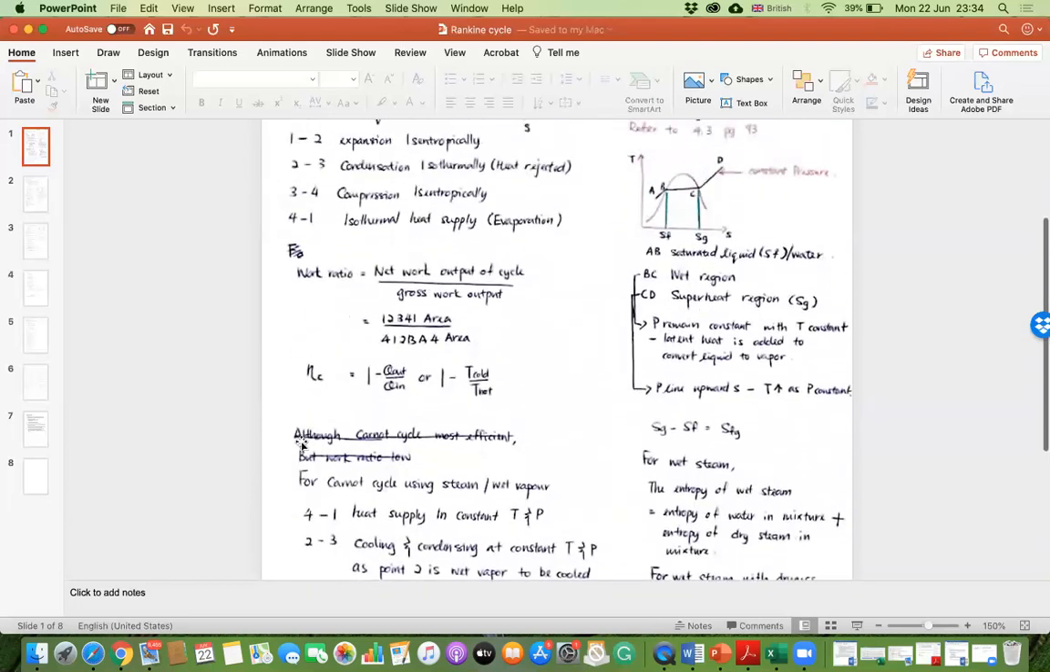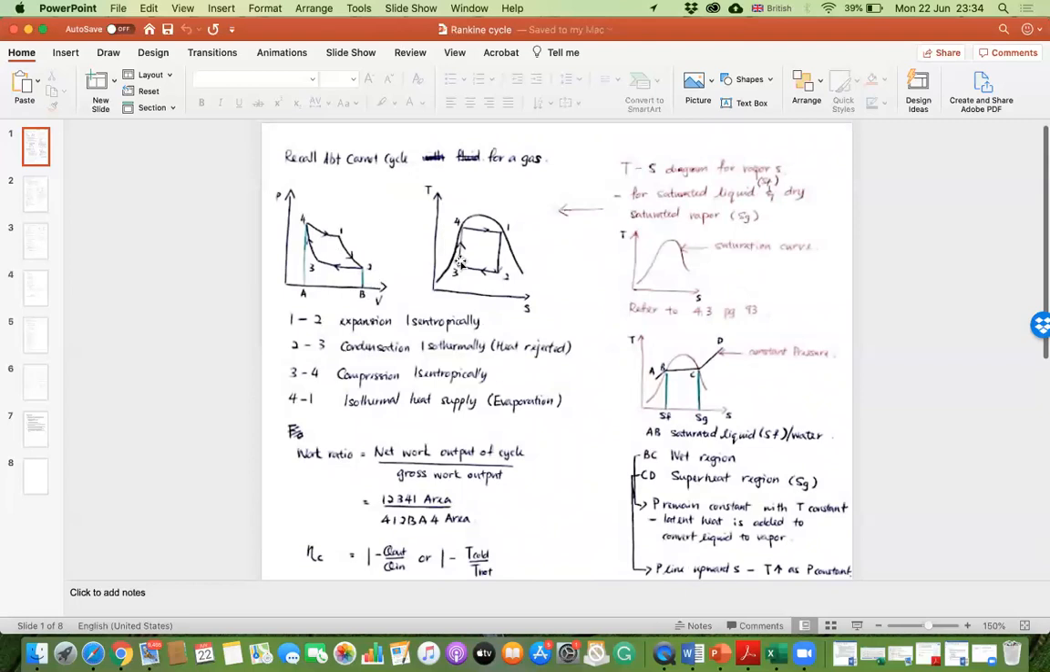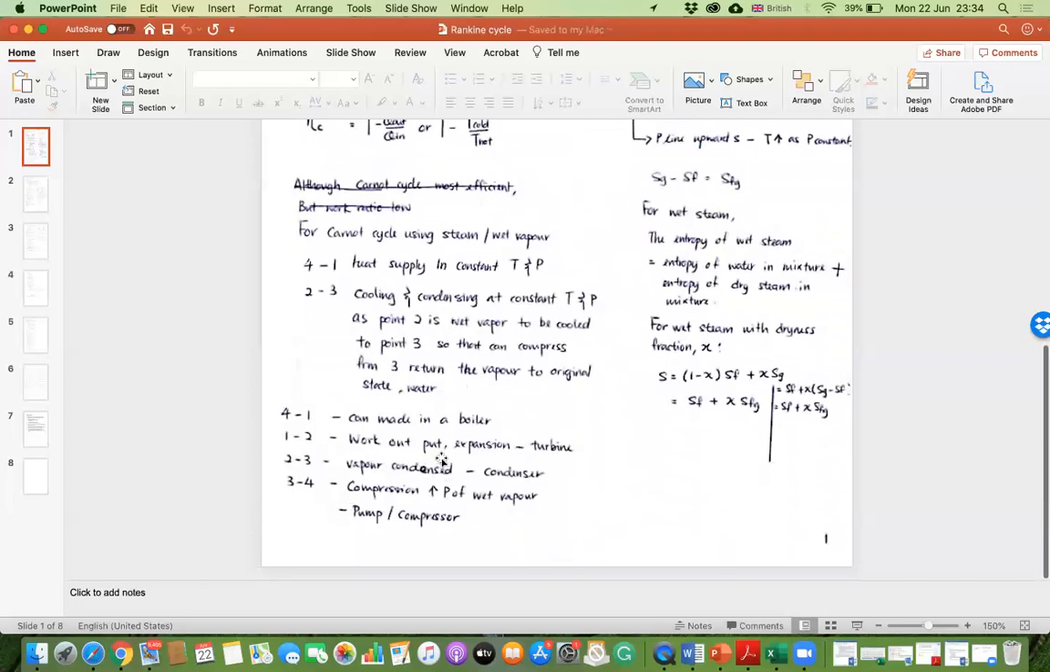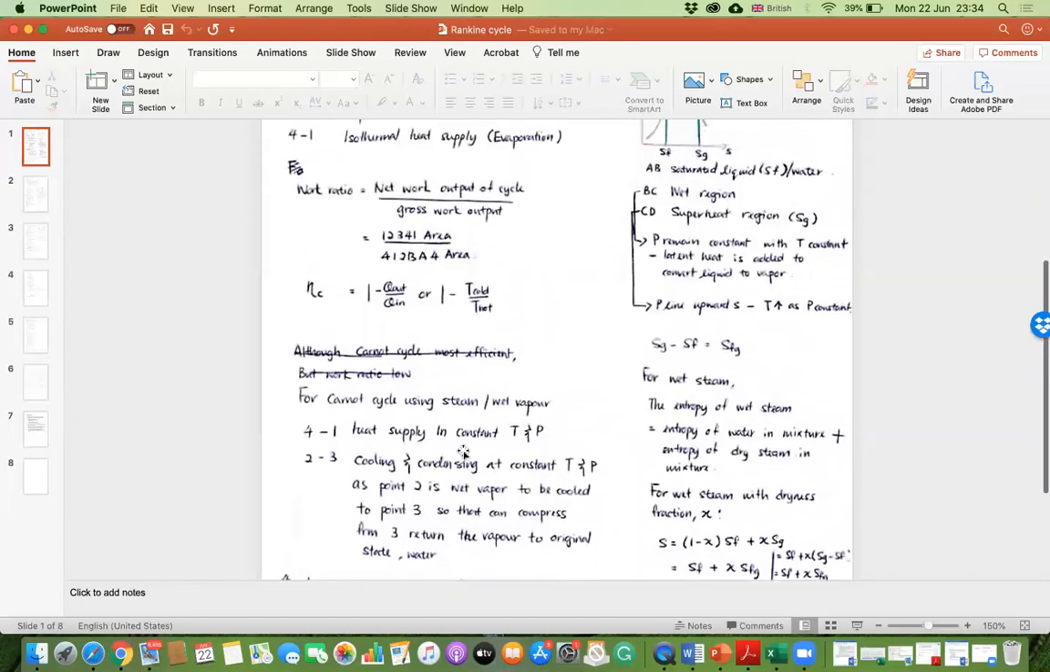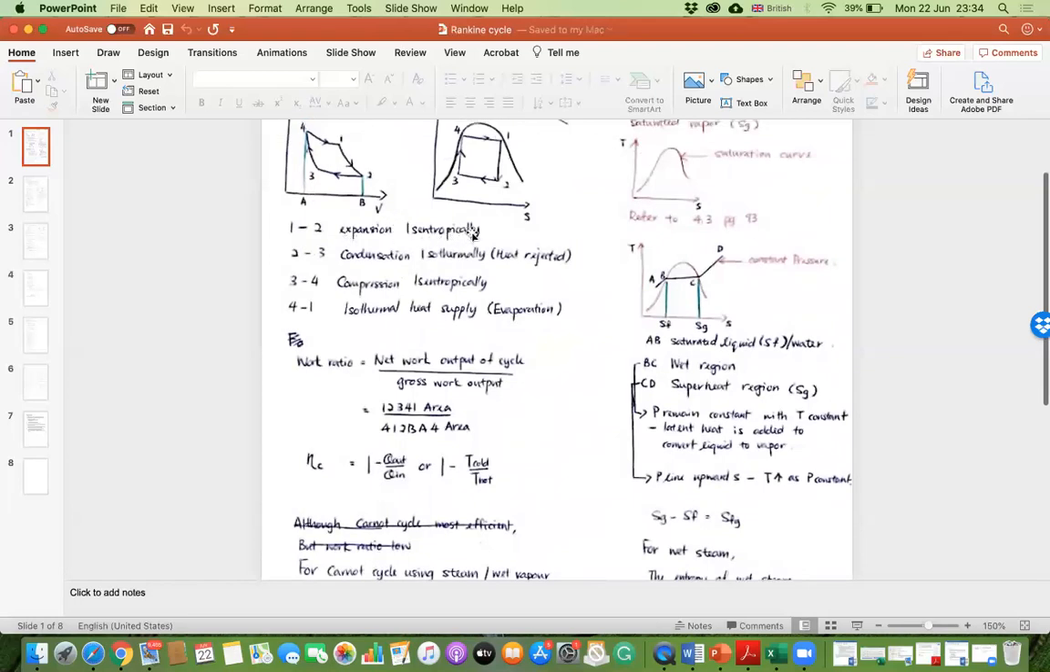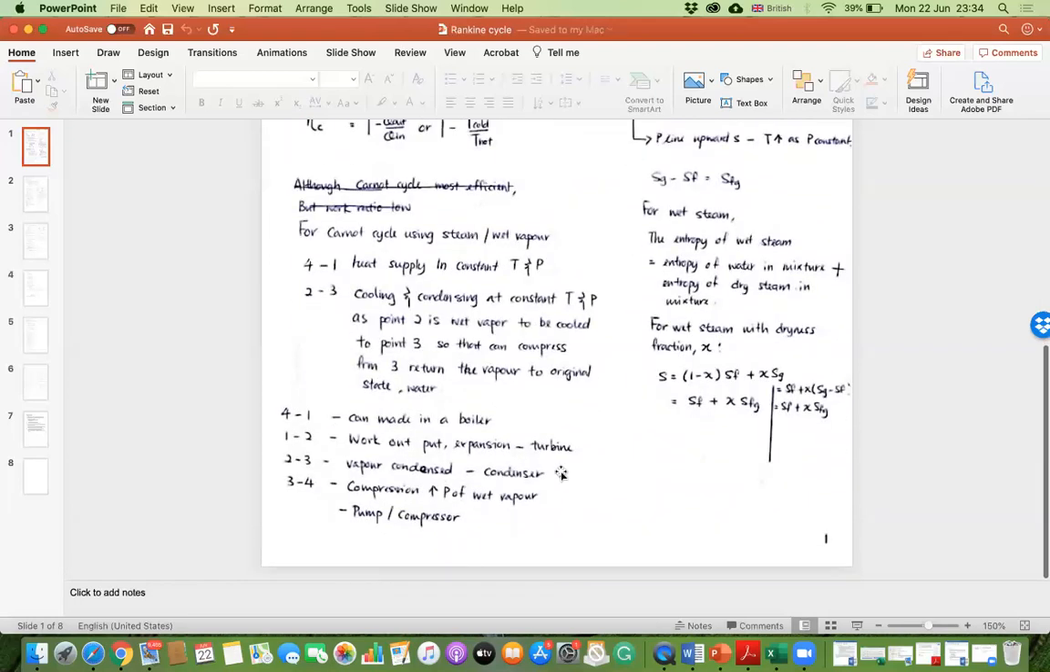1 to 2 is expansion, isentropically. At this part, we are using a turbine. 2 to 3 is vapor condensing, so we are using a condenser. 3 to 4 is compression, so we can use a compressor or pump in this case.